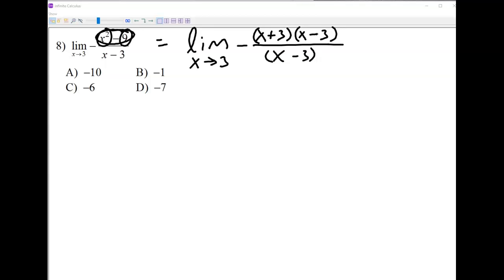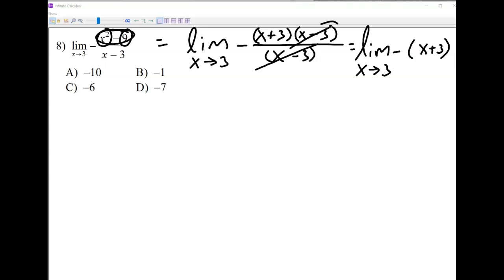Okay? Now, the next thing that we have is to remove the discontinuity. So these are going to cancel out. And so now I have this, the limit as x approaches 3 of negative x plus 3. Watch out for those little negatives hanging out in the front. They're easy to forget about, and then you'll end up with the wrong answers. You got to be careful there, but it's still there, so we're good.